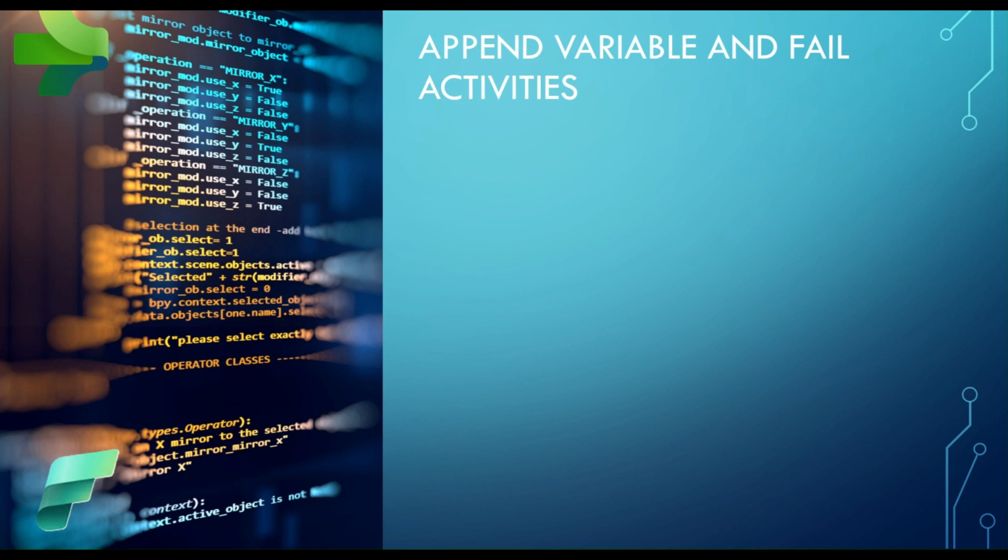In the last few videos, we have been exploring various control flow activities that can be used to build data integration pipelines. Today we are looking at two more control flow activities: the append variable and the fail activities. Append variable activity allows you to add values to your existing array variable, so that way you can build your array variable one step at a time.